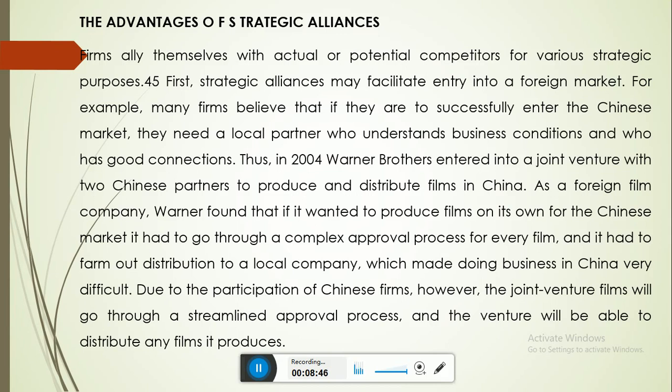The first one: strategic alliances may facilitate entry into a foreign market. What do we mean by entry into a foreign market? If you are a company based in the United States and you want to work in Africa, China or Asia, it will be very difficult for you to go there and do the procedures, follow the rules and regulations, licenses, terms and conditions, everything. It's a very lengthy process. It takes time, a lot of hard work, and money.